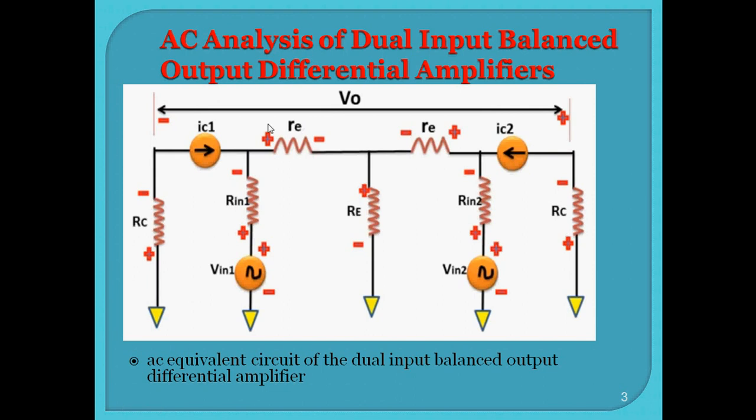Now the collector currents flowing through the resistors RC are IC1, which is flowing into the transistor, and this is the collector current IC2. Vin1 is the AC input voltage, which is connected to the transistor's base through resistor Rin1. Similarly for Vin2, the resistor is Rin2 connected here. We are collecting our output voltage at both of the collectors, that is between collector C2 and C1.